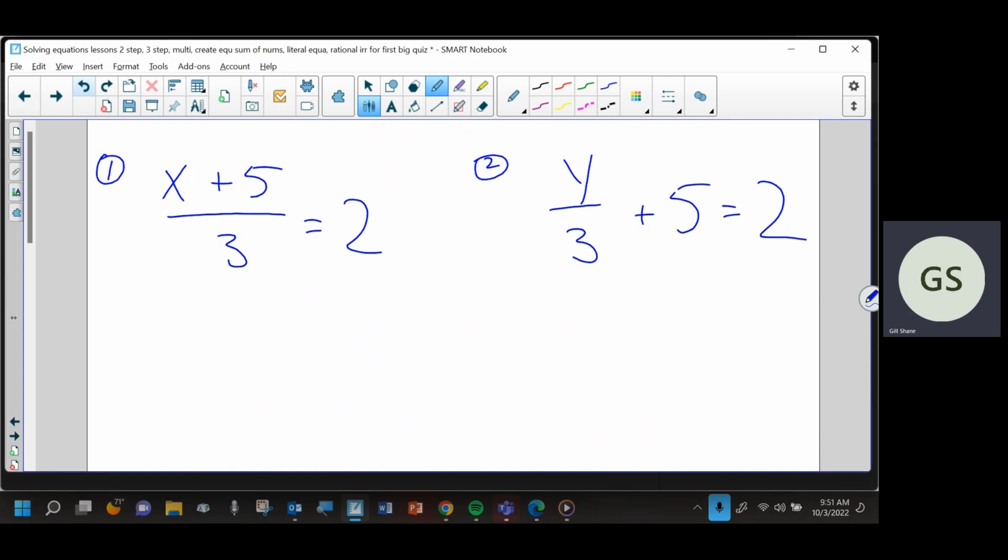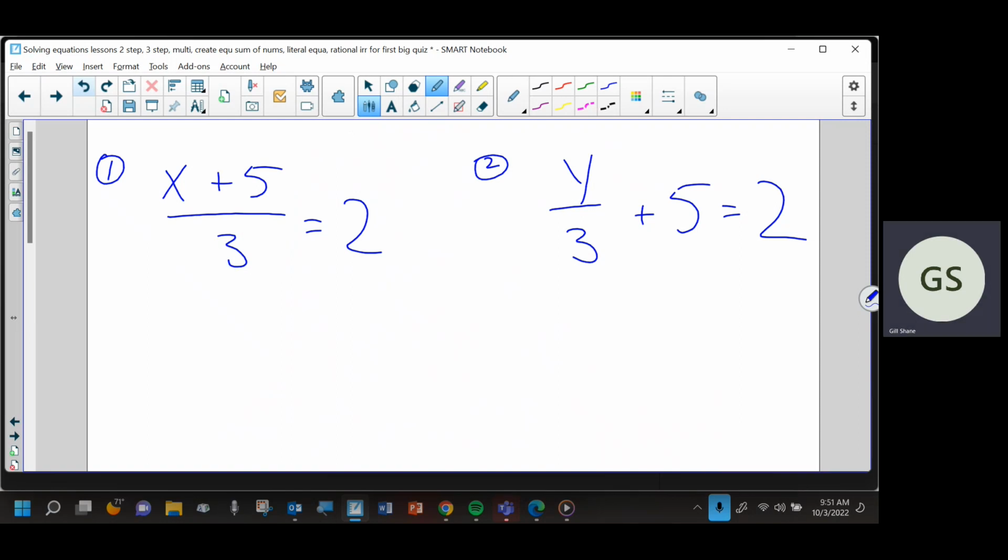The other way you could maybe think about it is if, let's say, I wanted to get rid of the 5, I'd try to subtract 5. Well, I can't subtract 5 from all of this, because remember, that's a fraction. If I try to take that and subtract 5, I would need the same common denominator. It just wouldn't work out very well. It's not something I can easily do. So subtracting 5 can't be the correct first step.